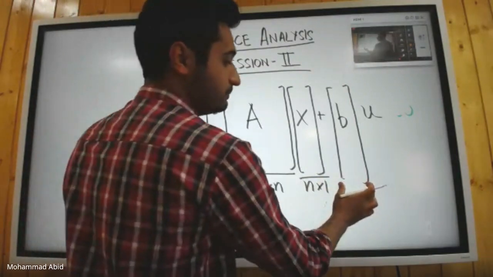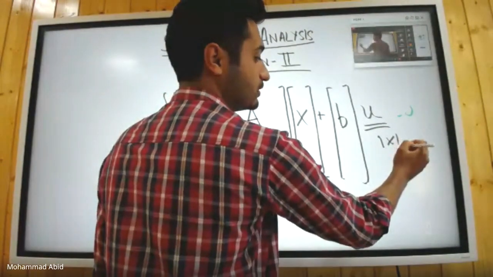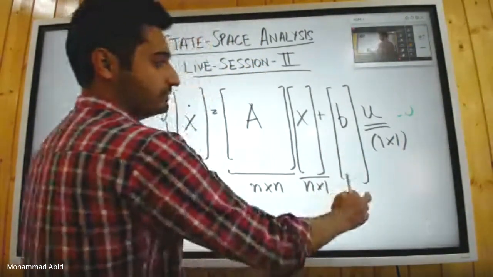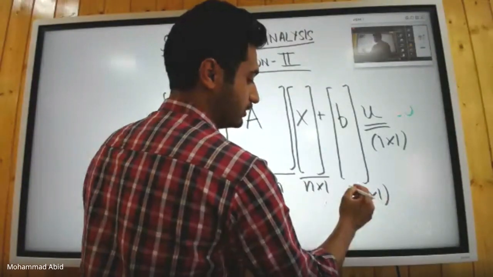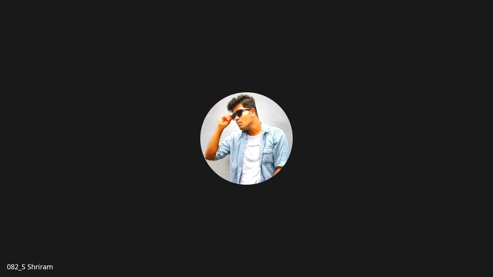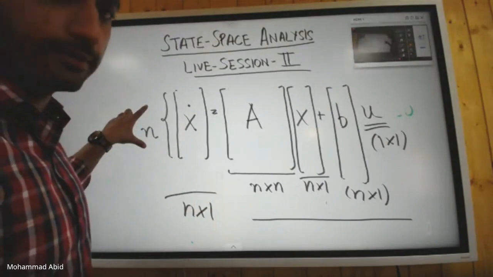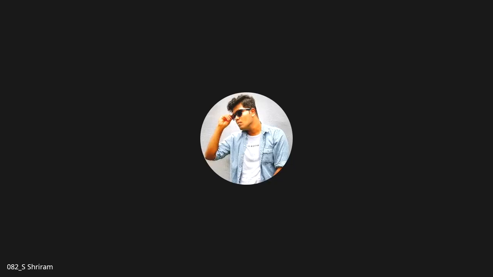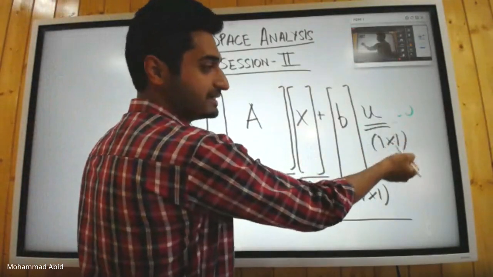What will be the dimension of B? If I have assumed a single input, single output system, the input is just a 1 cross 1 entry. So what would be the dimension of B? N cross 1, exactly. This will be n cross 1 because this has to satisfy n cross 1. Yes. This is how the state space set of n equations looks like. But mind you, I have assumed a single input here, a scalar.